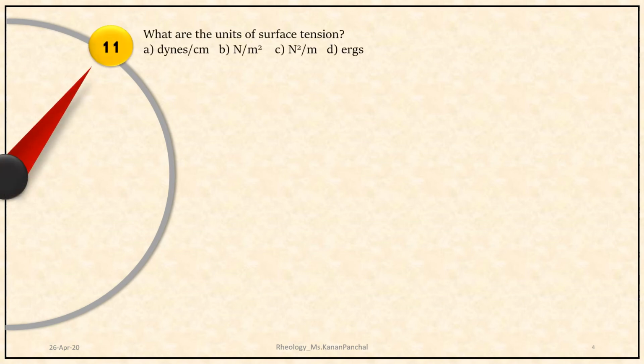So the next question, what are the units of surface tension? The correct answer is dyne per centimeter. Newton per meter square is nothing but the units for pressure. Ergs is the unit for work or the surface energy. There doesn't exist Newton square per meter. So the correct answer is dynes per centimeter in CGS.